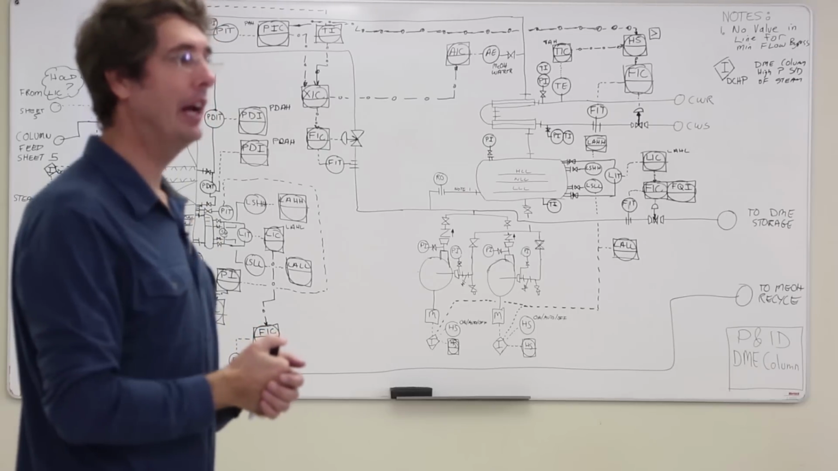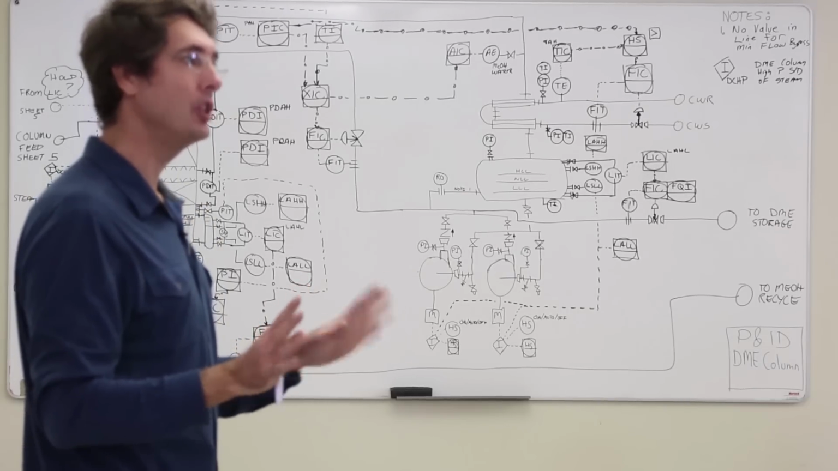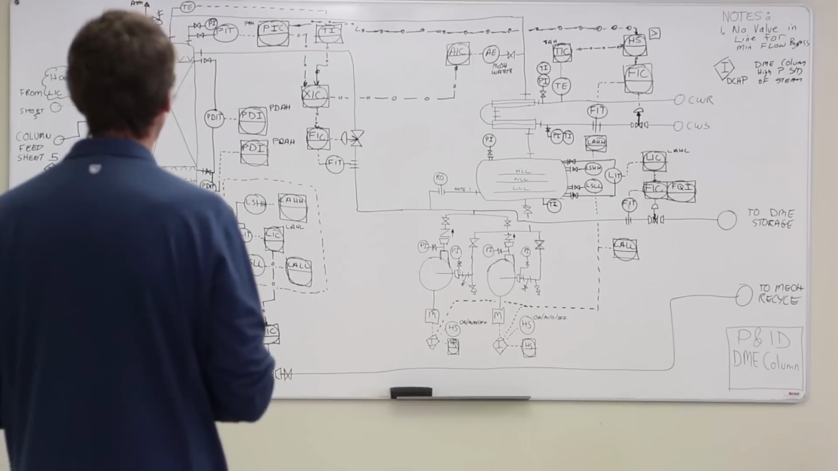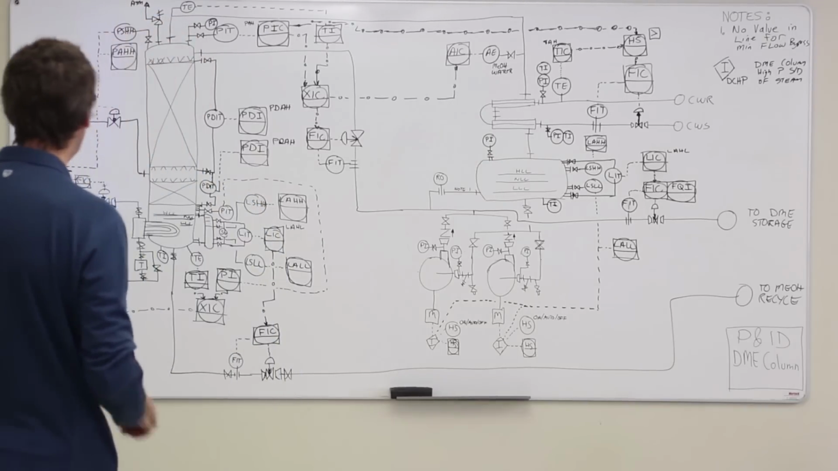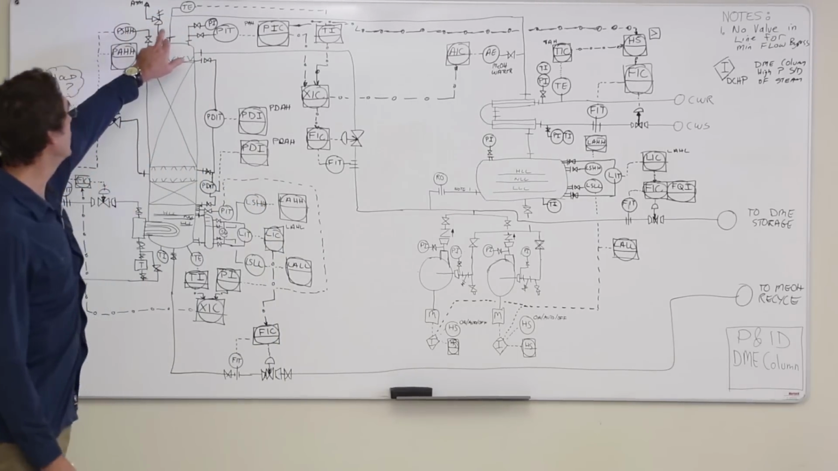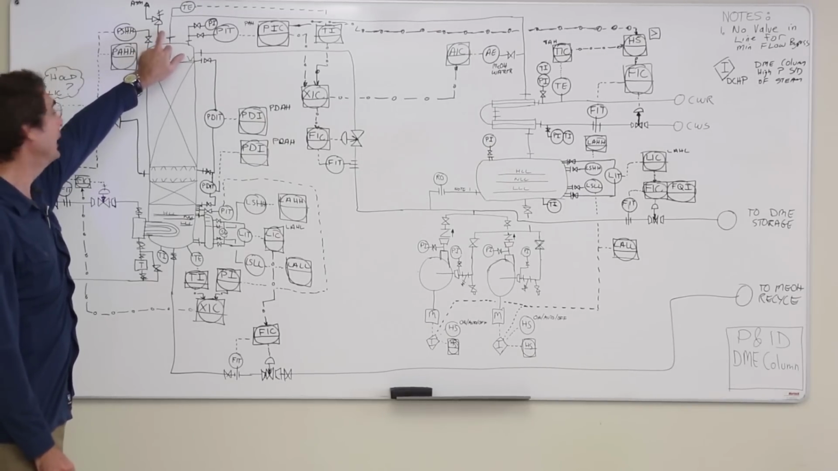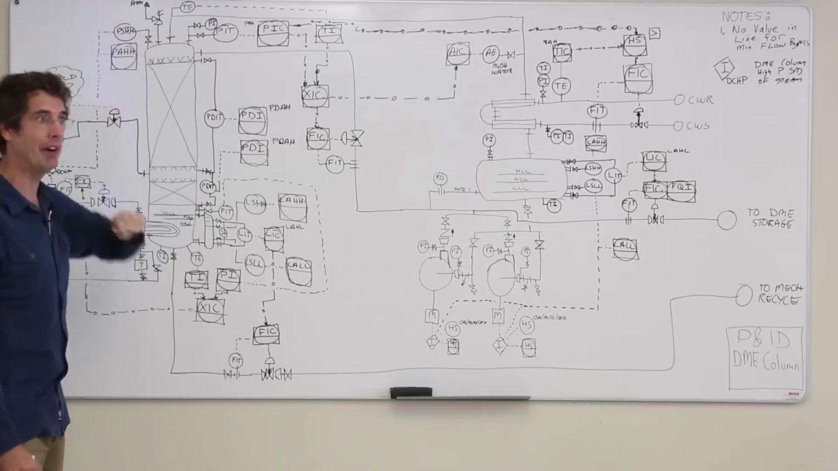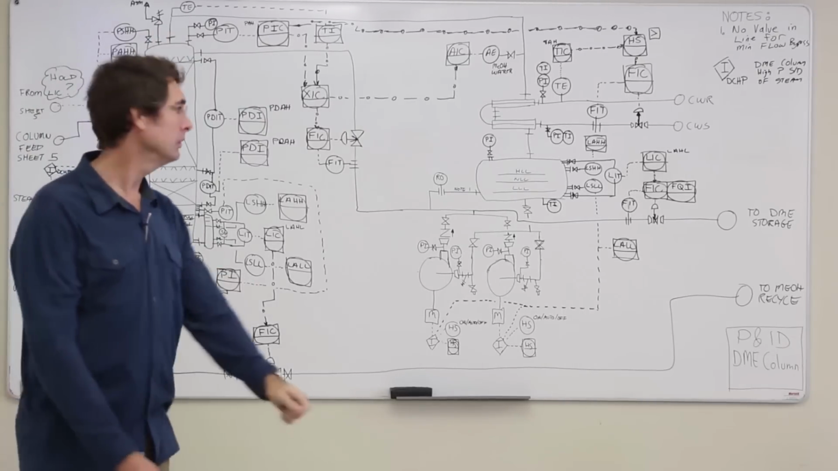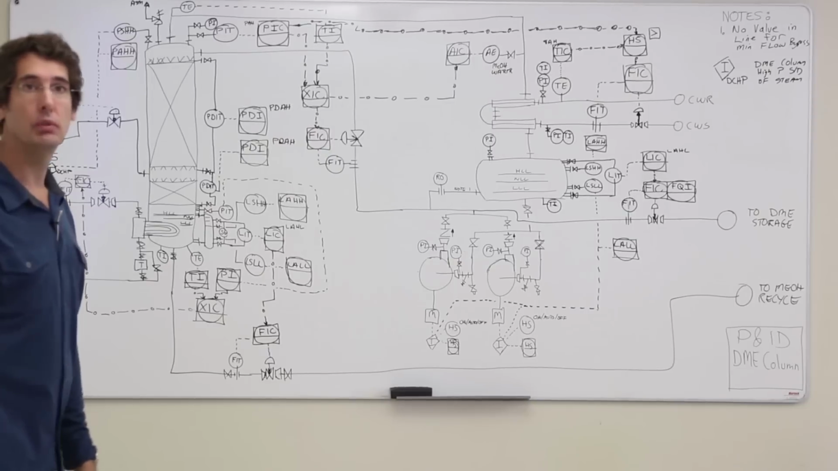Just because if you don't trust the PIT, you want to check the PIT, you've got a pressure gauge there. Yeah. I haven't put a manual valve underneath the relief valve, so that means we need to shut the system down to do maintenance on the relief valve. Any other questions?